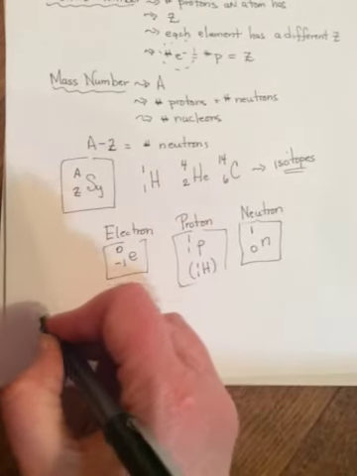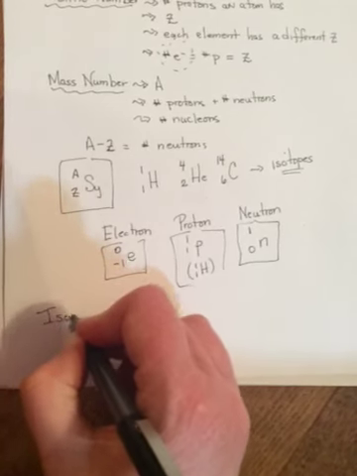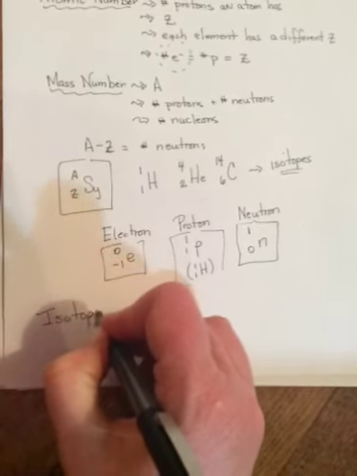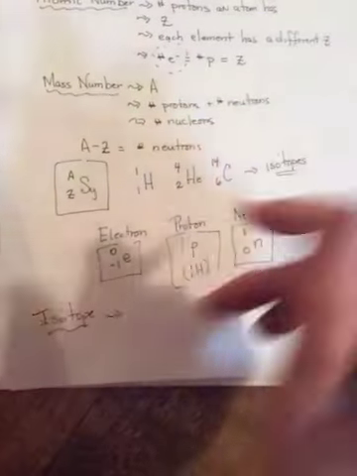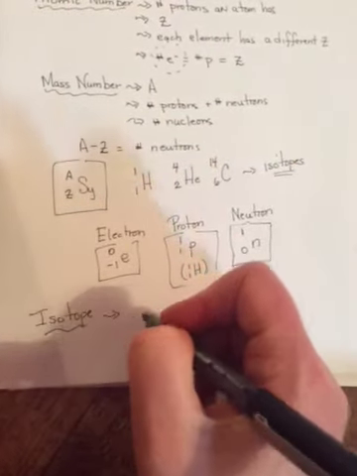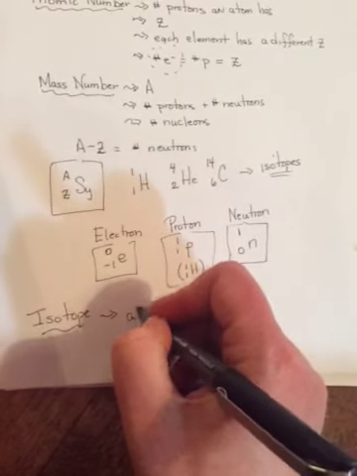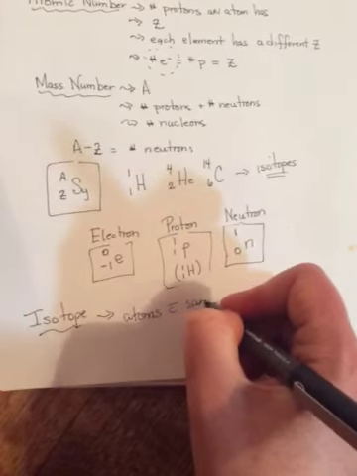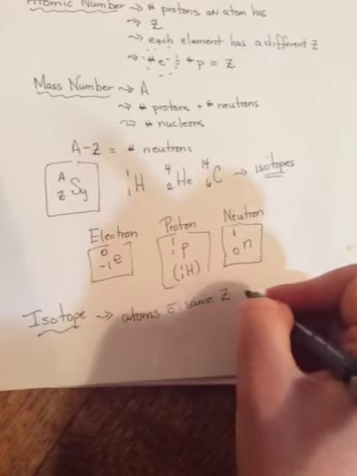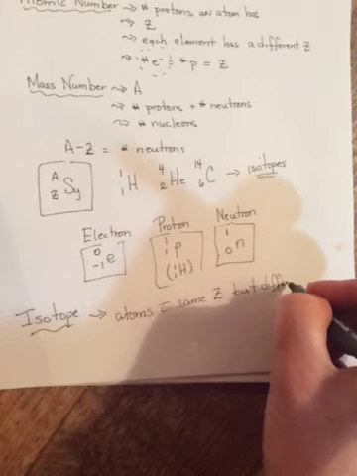Back for a second to a word I said earlier that I assume you know, and that's the word isotope. The word isotope simply means atoms that have the same number of protons but different numbers of neutrons. Atoms with the same Z but different A's.